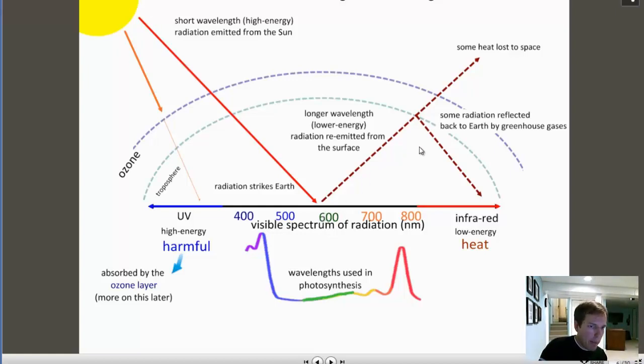A lot of that energy is bouncing back off the surface of the Earth, radiating out into space. The greenhouse gases are trapping some of those wavelengths of light and then re-emitting those back into the Earth, thus warming the Earth up.